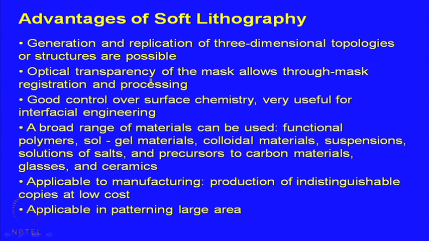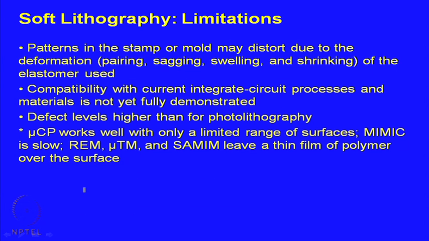A broad range of materials can be patterned: functional polymers, sol gel, colloidal material, suspension, solution, precursors to carbon material, glasses, ceramics, etc. It's not limited to only one set of materials like photoresist, which is the case with photolithography. It is applicable to manufacturing, so indistinguishable copies can be made at low cost and patterning over large areas can be achieved.